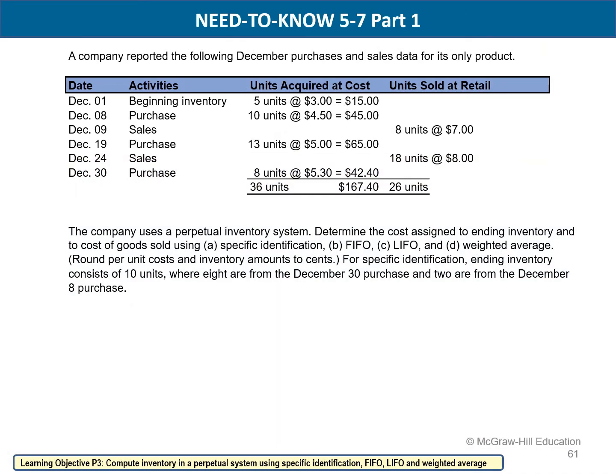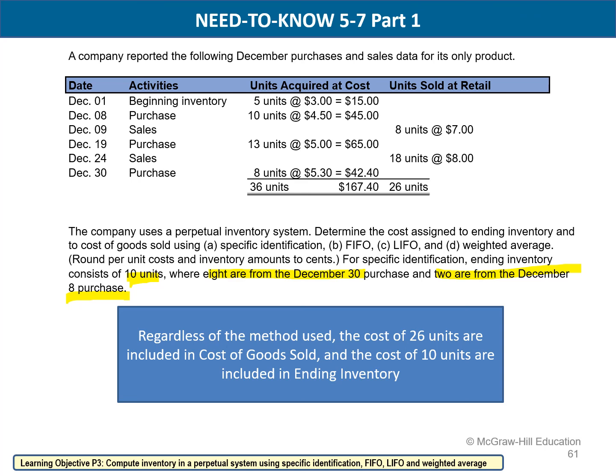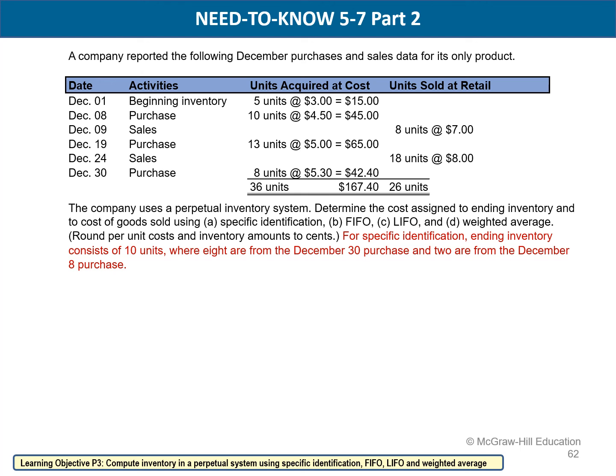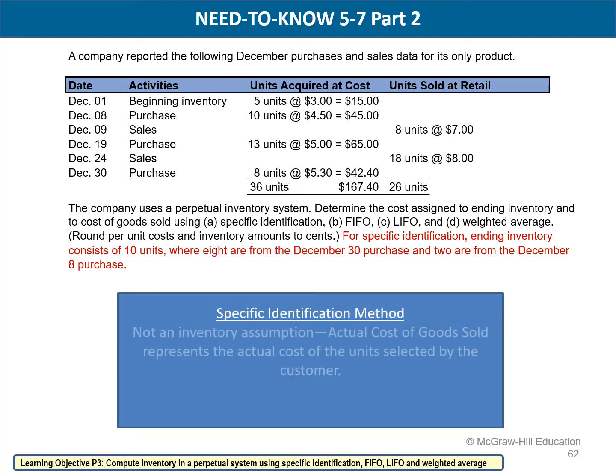All right, so the company reported the following December purchases and sales for its only product. They used a perpetual inventory system to determine the cost assigned to the ending inventory and the cost of goods sold using the 4 methods. So they tell us that ending inventory consists of 10 units, and that 8 are from December 30 and 2 are from December 8th. So no matter what method we use, we have 26 units in cost of goods sold and 10 in ending inventory.